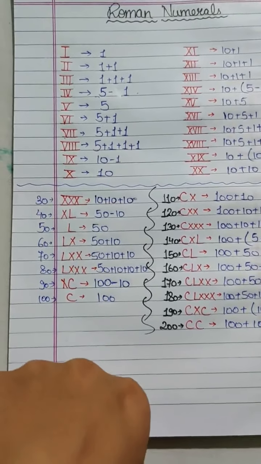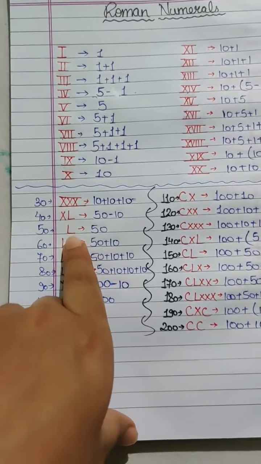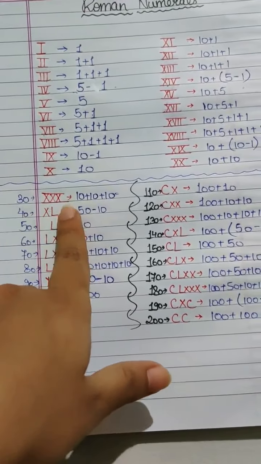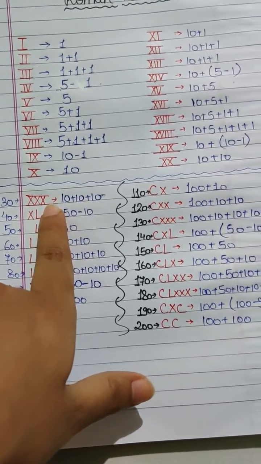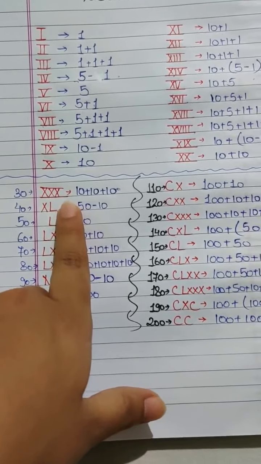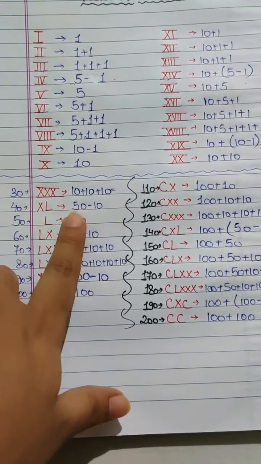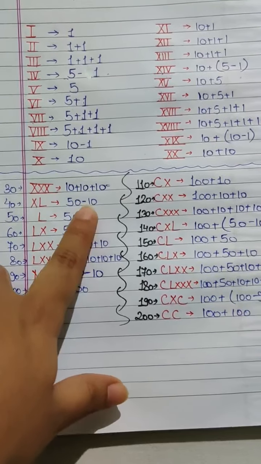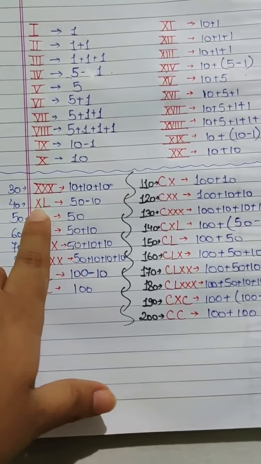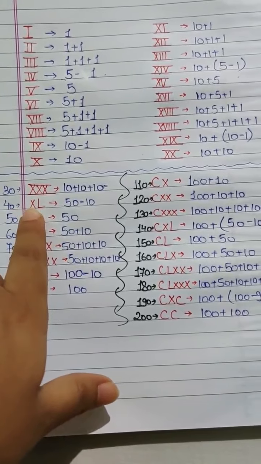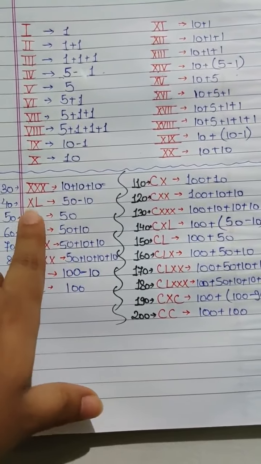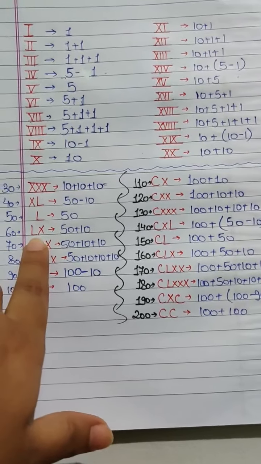Okay, next is 40. We know the sign of 50 but we don't know the sign of 40, and here also we have repeated X three times, so we cannot repeat X more than 3 times. We know the rule. Okay, so 40 is 50 - 10. We have put the minus sign, that's why we'll put X before the sign of 50. Okay, so this is 40, 50, then 60.